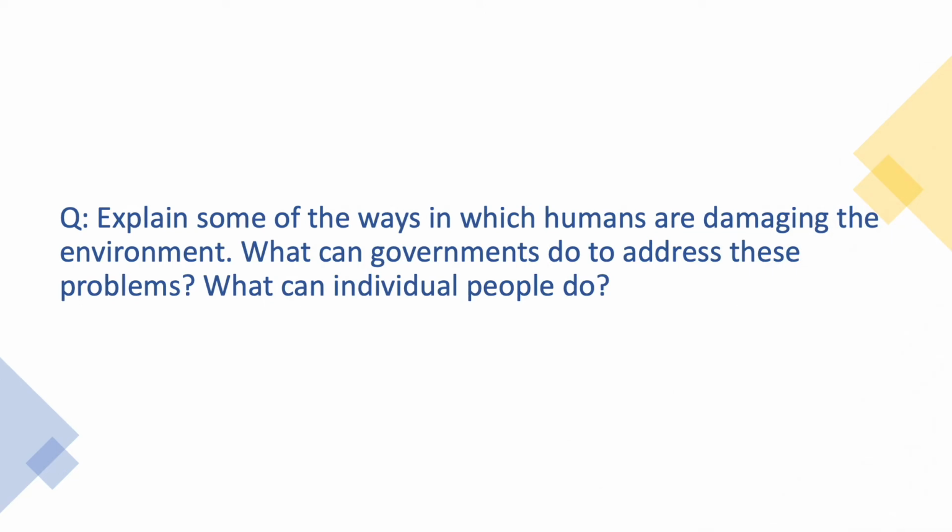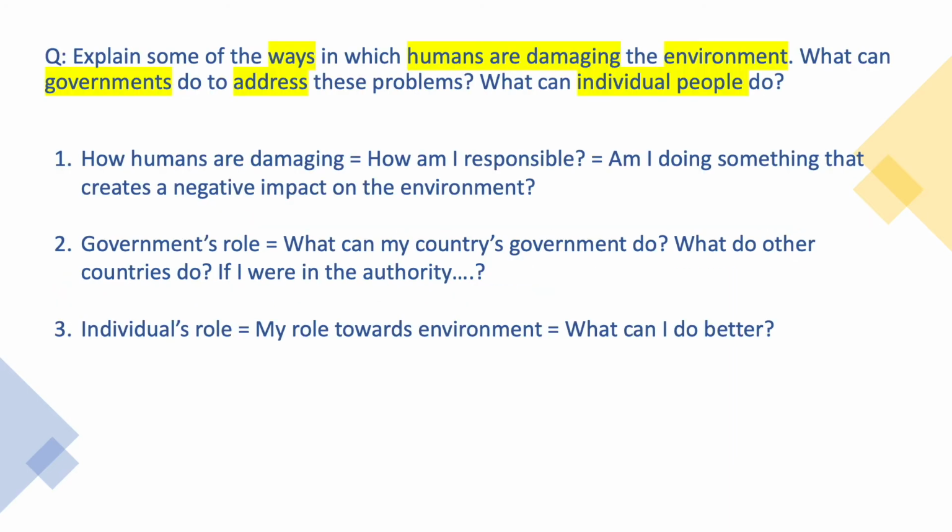Alright, now let's have a look at the statement of this question. It says, explain some of the ways in which humans are damaging the environment. What can governments do to address these problems? What can individual people do? Now, let's look at our idea of imagine to ideate. To help you over here, I have again highlighted the keywords of this question. I've also paraphrased the three questions.